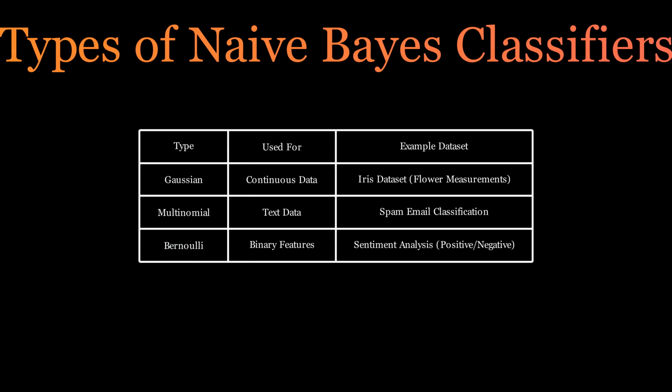Naive Bayes classifiers are powerful for classification tasks, especially when working with text and structured data. Each type has its strengths. Gaussian for continuous data, multinomial for text, and Bernoulli for binary features. Despite the assumption of feature independence, naive Bayes performs well in practice.